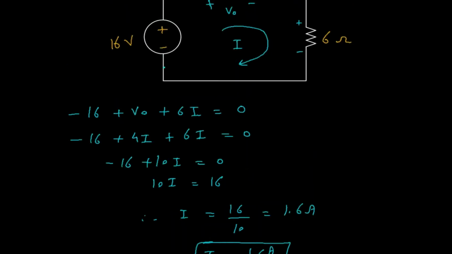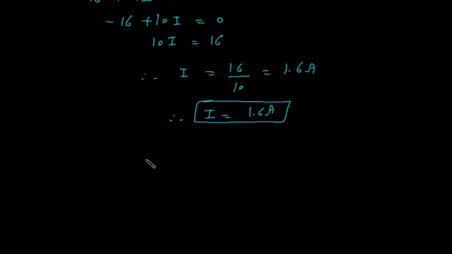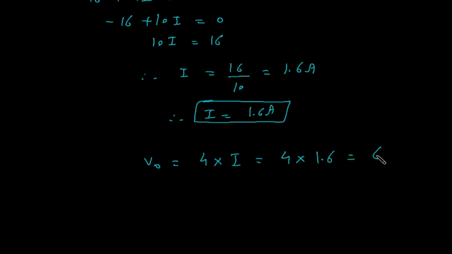VO is equal to 4I. VO is equal to 4 into this current. VO is equal to 4 into I. 4 into the value of I is 1.6. 4 into 1.6 is 6.4. 6.4 volt. Therefore, VO is equal to 6.4 volt.